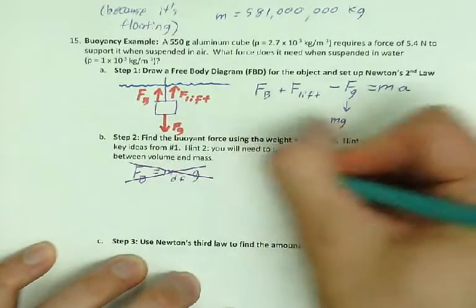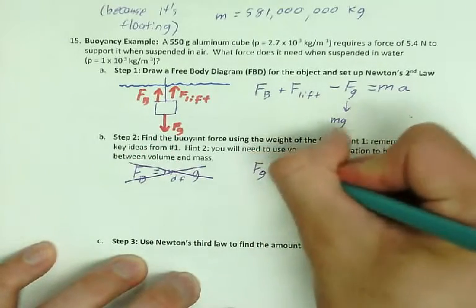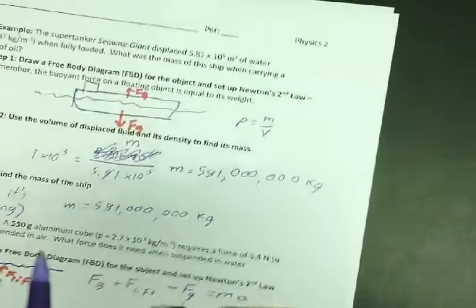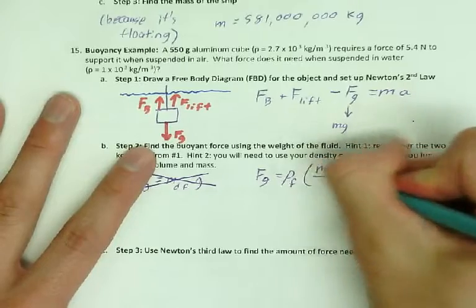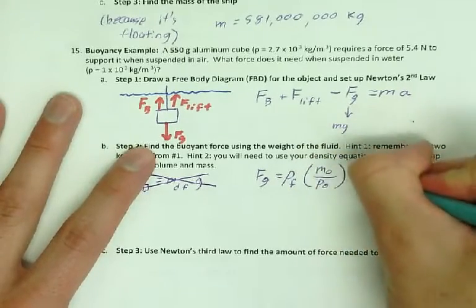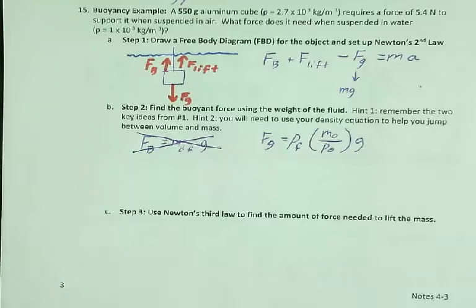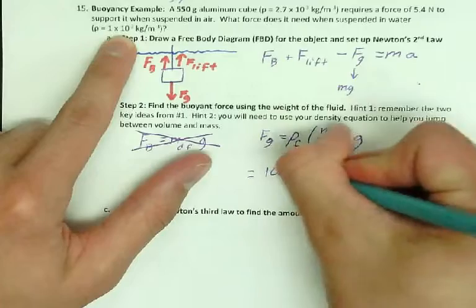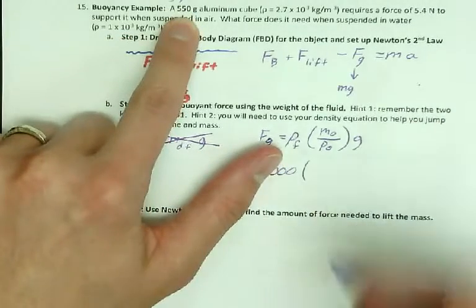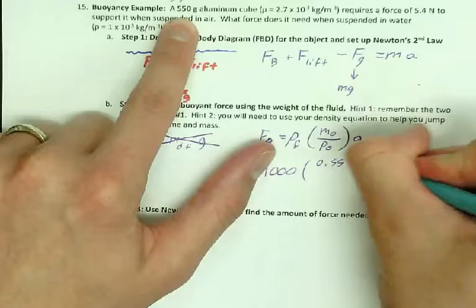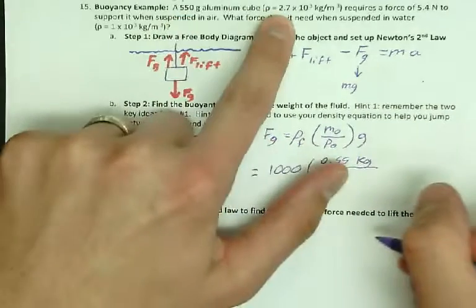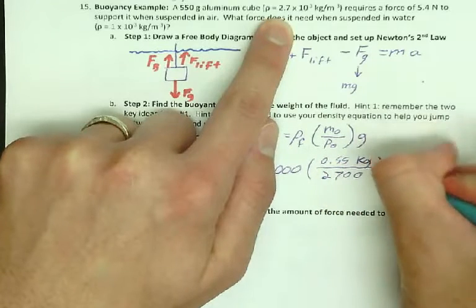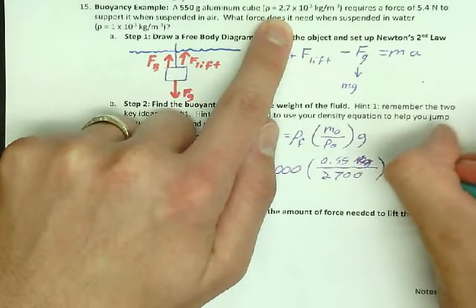But I gave you another equation, and that's this one. Fg equals density of the fluid times mass of the object over the density of the object times g. So, density of fluid, water, is 1,000. Mass of the object, 550 grams, so 0.55 kilograms. Density of the object, 2.7 times 10 to the third, that is 2,700. g is 9.8.